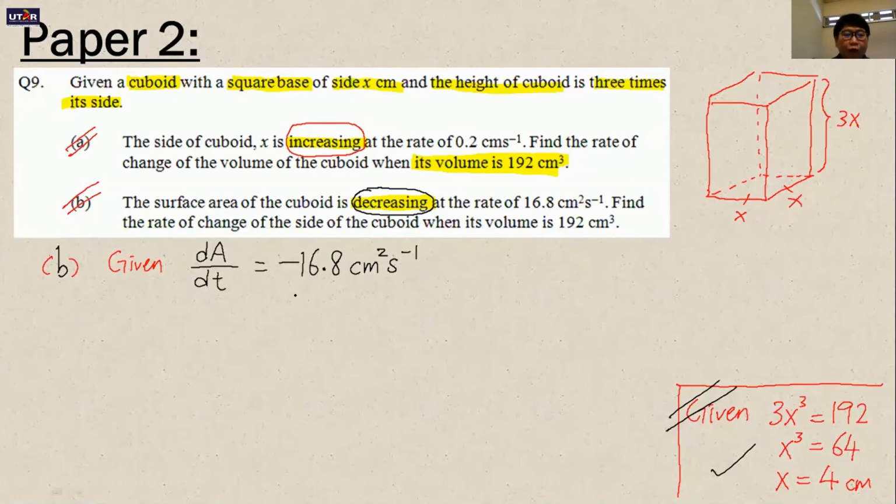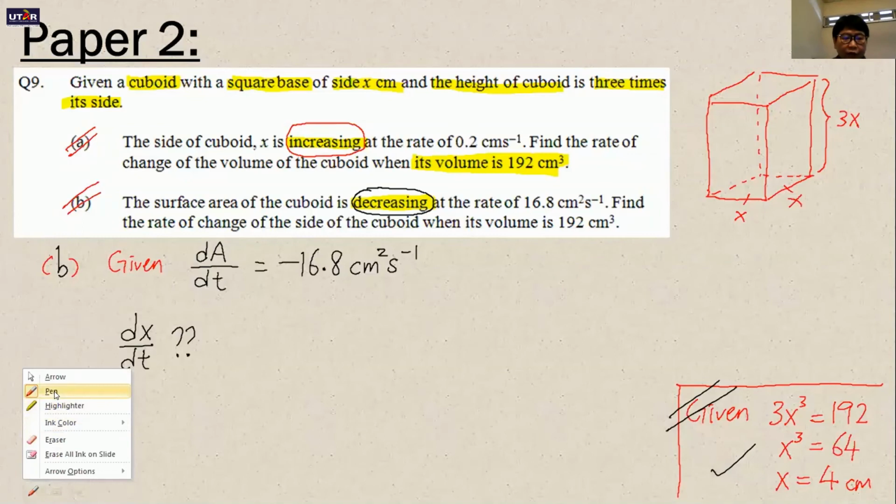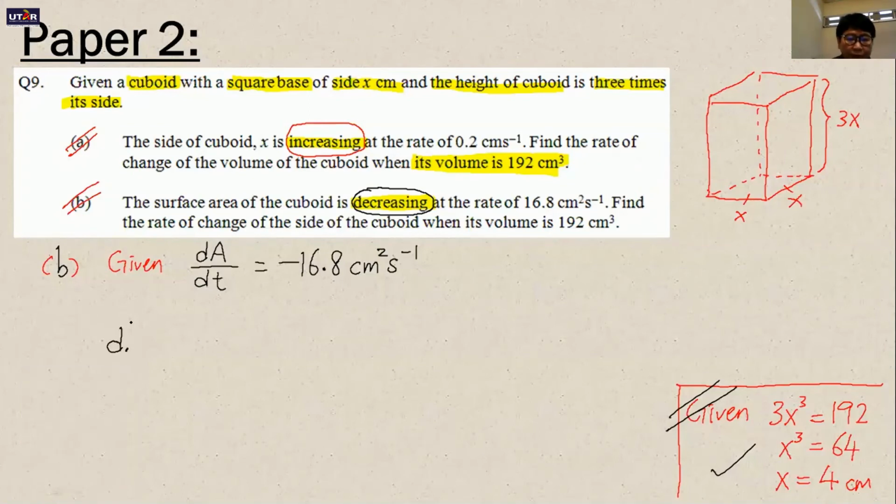So I would like to find the rate of change of the side. So it means I need to find dx over dt. What is the answer for this one? If you compare dA over dt and dx over dt, you will realize that there is a formula that will link them together. So what is the formula? It will be dA over dt is equal to dA over dx times dx over dt.